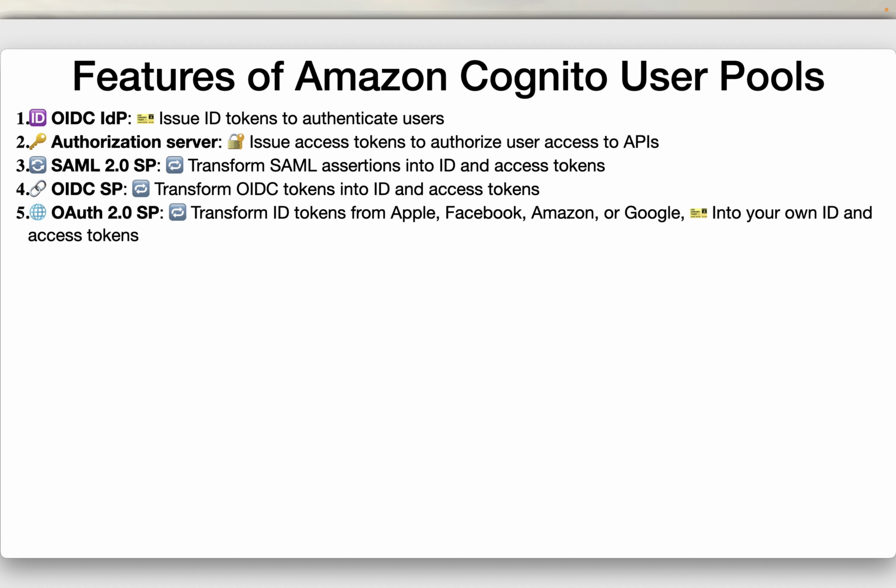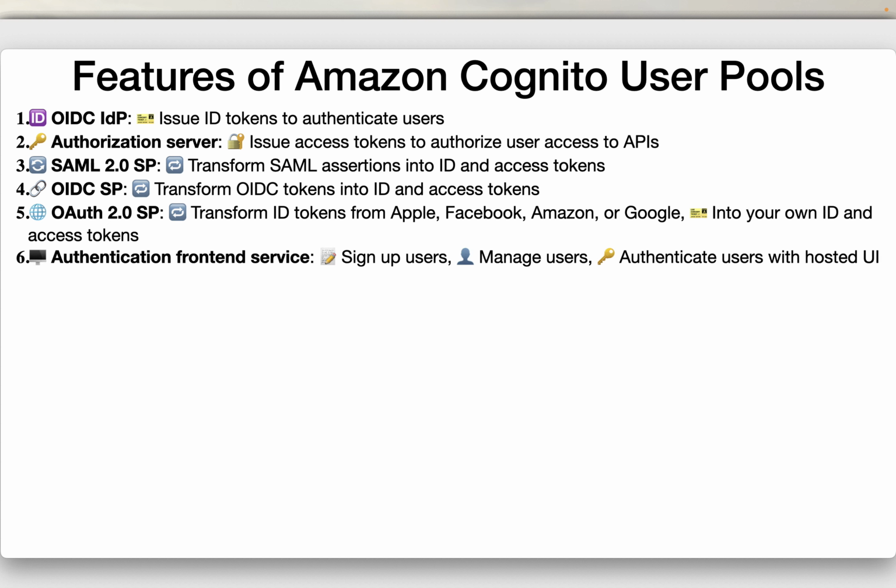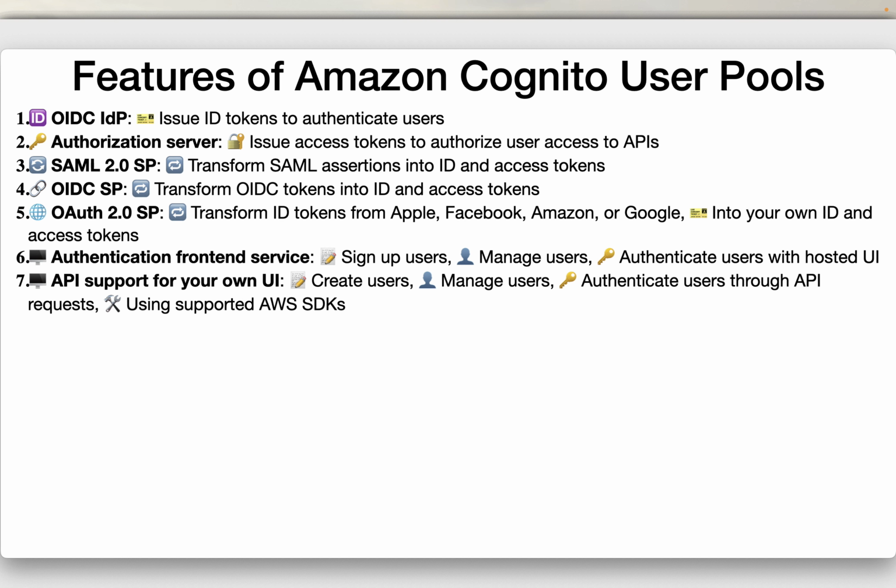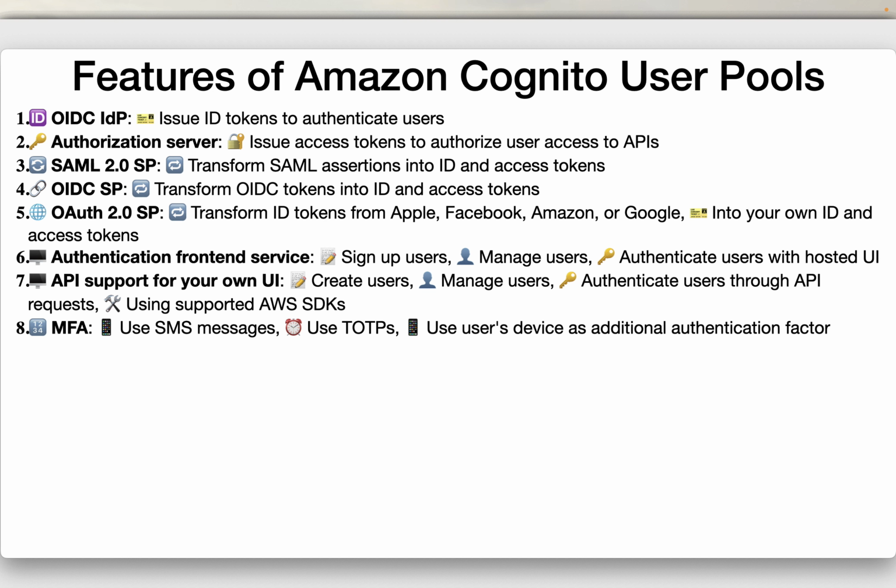OAuth 2.0 service provider, which transforms ID tokens from Apple, Facebook, Amazon or Google to your own ID and access token. Authentication front-end service, which is used to sign up, manage and authenticate users with the hosted UI. API support for your own UI: create, manage and authenticate users through API requests in supported AWS SDKs. Multi-factor authentication: you can use SMS messages, one-time passwords, time-based one-time passwords, or your user's device as an additional authentication factor.